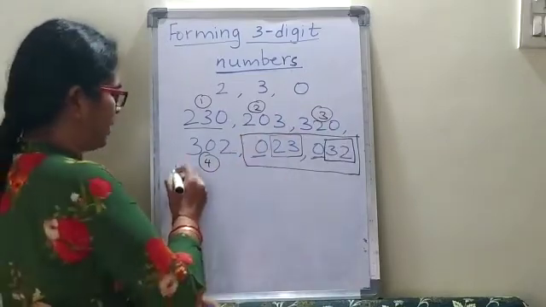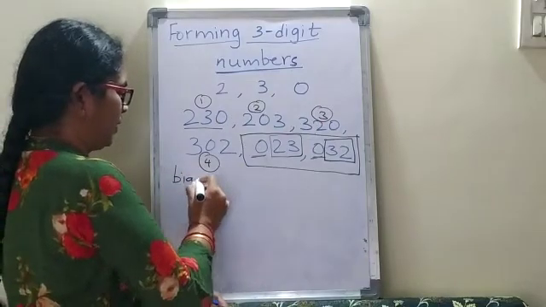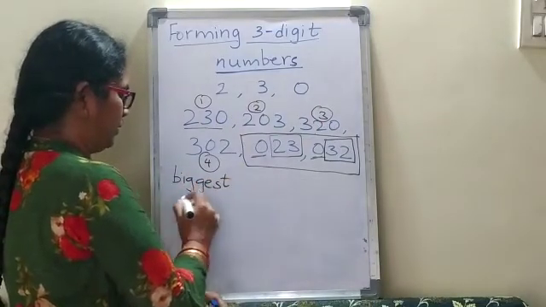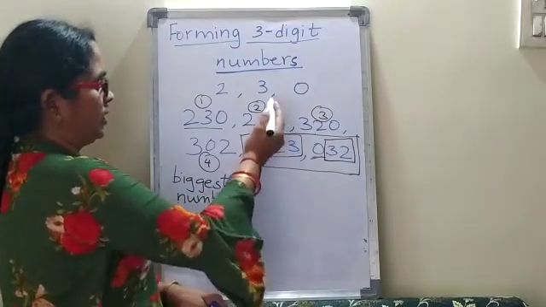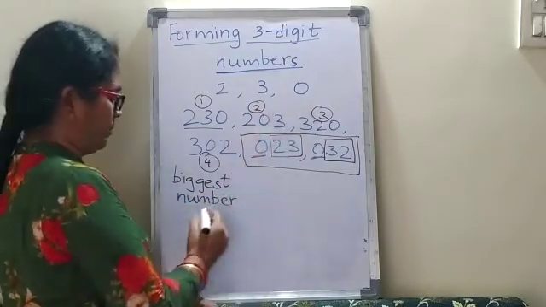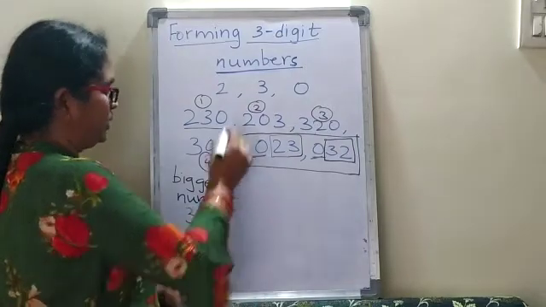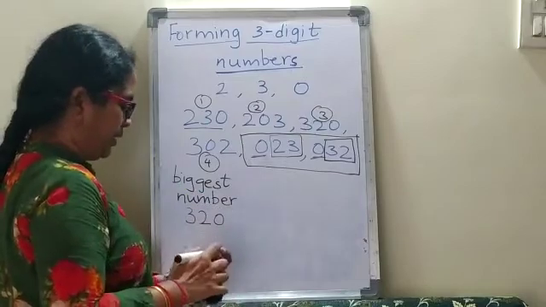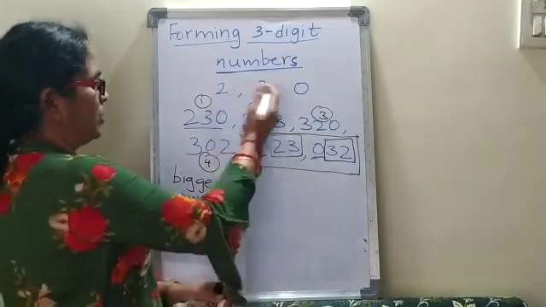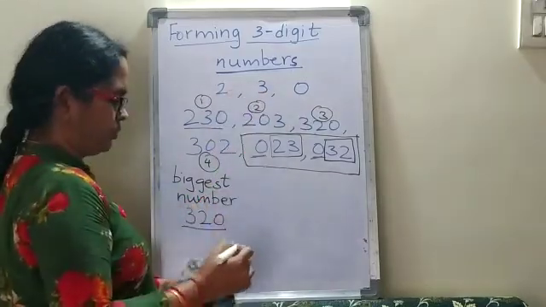Now when coming to the biggest number that can be formed using these 3 digits, you can write again from big number to small number, that is 302 and 0, 320. So this will be the biggest number that can be formed using 2, 3 and 0.